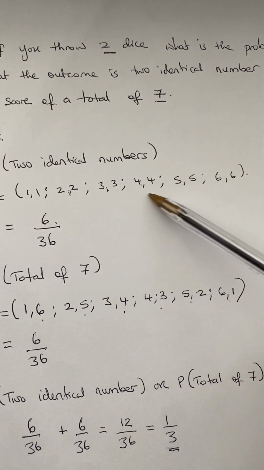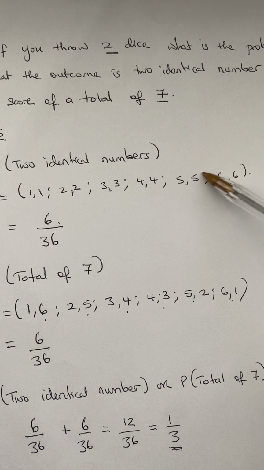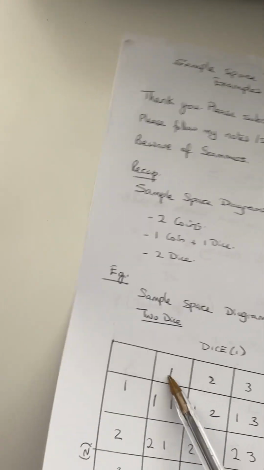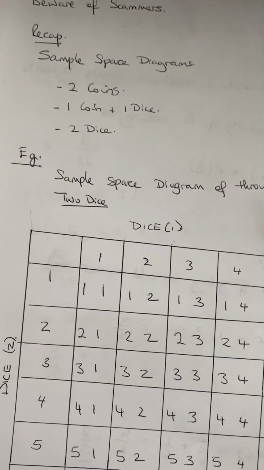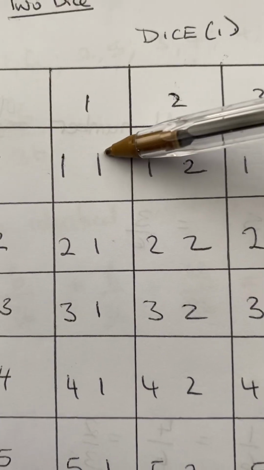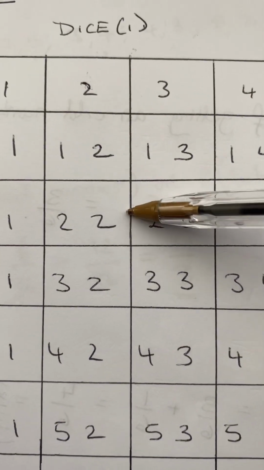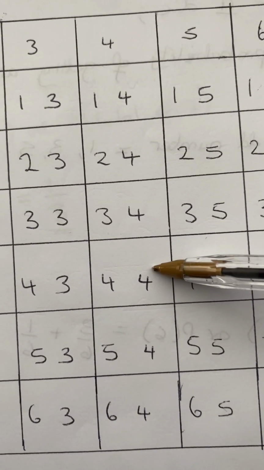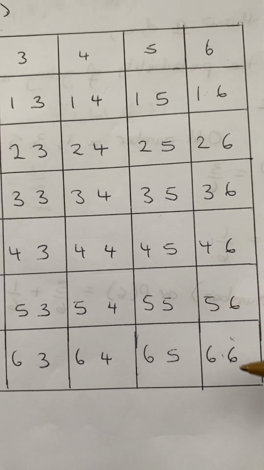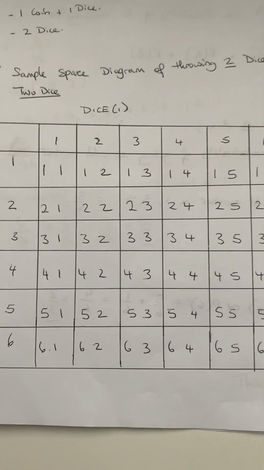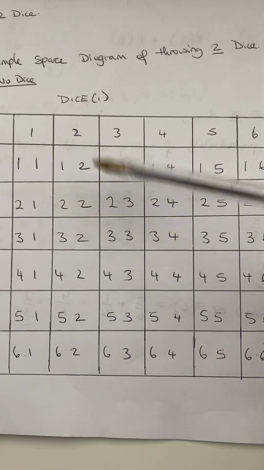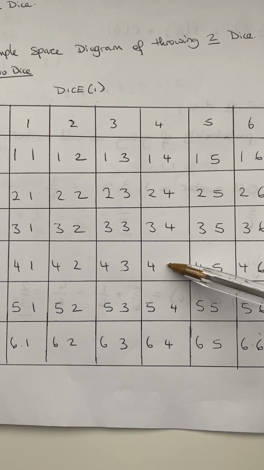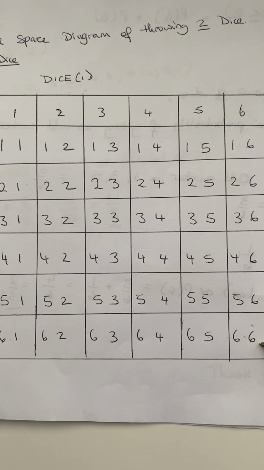This part, without the space diagram, you can figure that out. But if you look at your space diagram, it is clear. Look, 1 and 1, 2 and 2, 3 and 3, 4 and 4, 5 and 5, 6 and 6. So if I lift the phone up a bit, you have 1, 2, 3, 4, 5, 6.